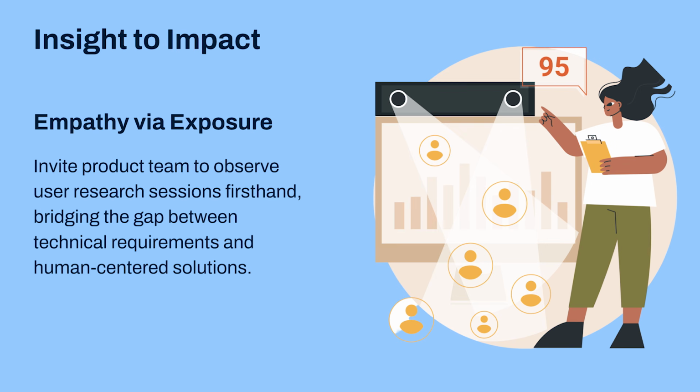We also need to build empathy through exposure. Invite your developers and product managers to watch a user research session. When they see a user actually struggling with the thing that they built, accessibility goes from being a task that they have to do to an actual human problem that they need to solve.